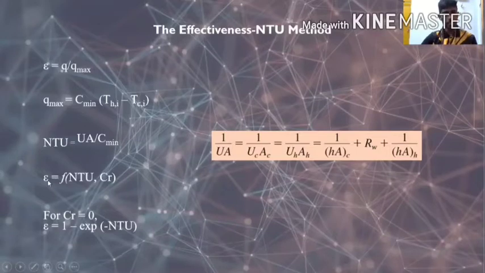Then there is another formula for effectiveness, where it is a function of NTU and CR. CR is the capacitance ratio. If both the fluids in the shell and the tube are the same, then we can assume the capacitance ratio is 0. Then we use another formula, which is the effectiveness equal to 1 minus exponential of negative NTU. We will see how we use this method briefly in a case study after this.